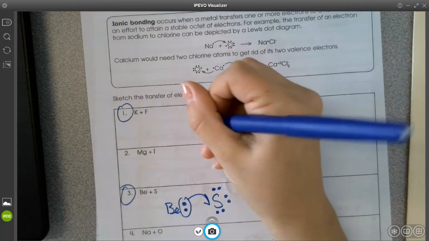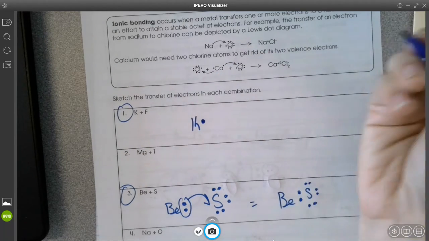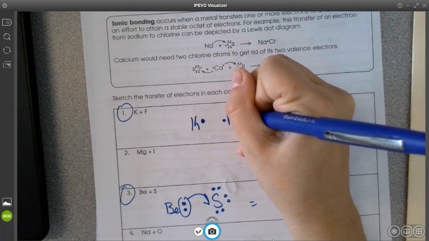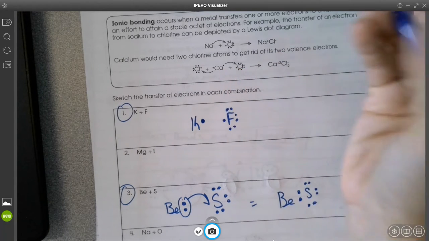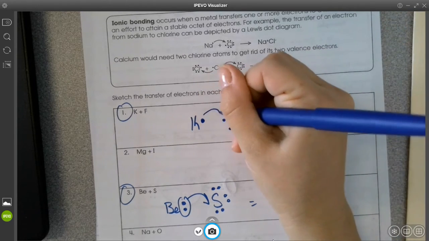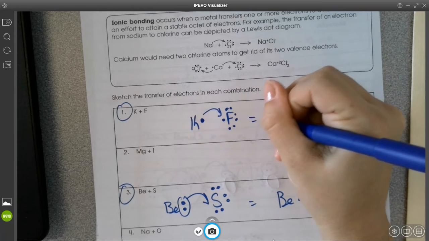Same thing if I look at KF, potassium, K, first family, 1 valence electron. Fluorine, family 17, so therefore it has 7 valence electrons. Same thing as kind of like NaCl.